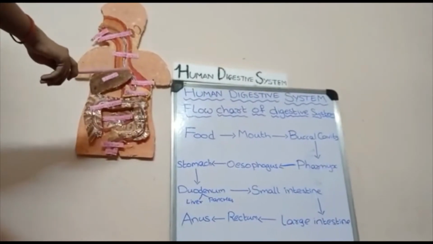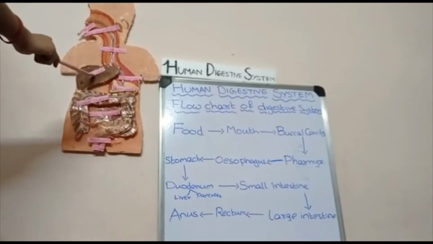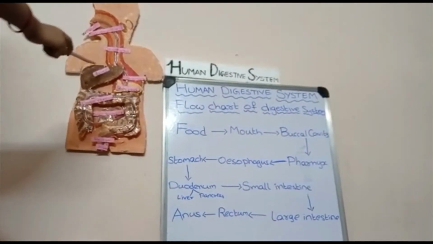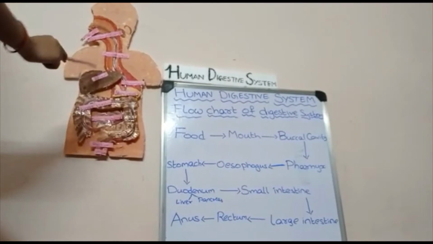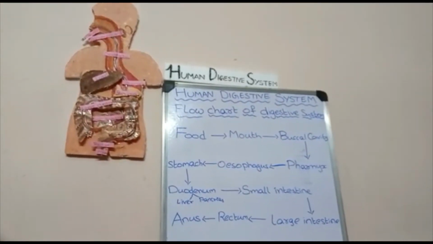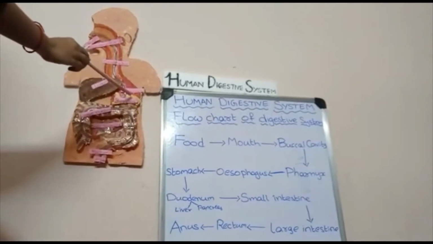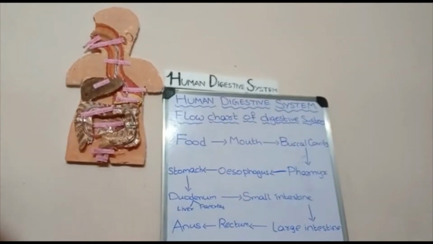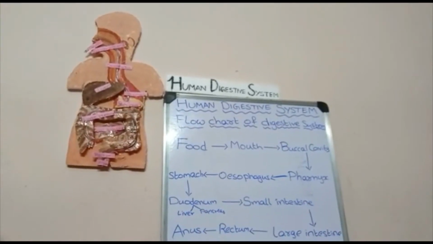Duodenum. In this we have two parts, the pancreas and the liver. Duodenum is present here, and the liver. It regulates most chemical levels in the blood and excretes a product called bile juice. Pancreas. It makes pancreatic juice, called enzymes. These are used for the breakdown of sugars, fats and starch.